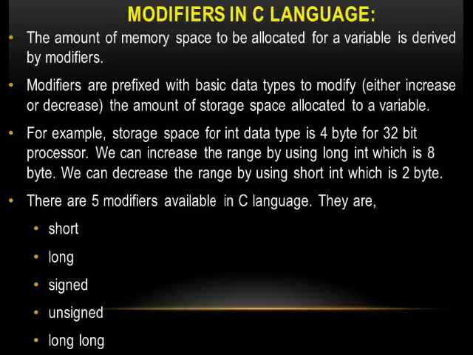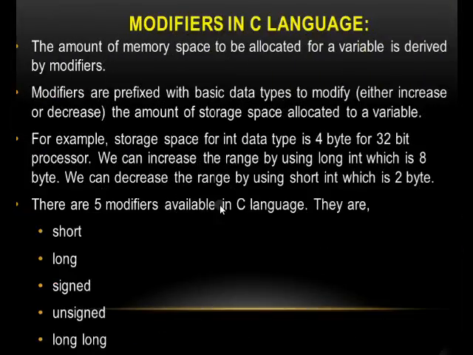For example, the storage space for int is 4 bytes for a 32-bit processor. We can increase it by using long int, which is 8 bytes, or we can decrease it using short int, which is 2 bytes. Here are the different modifiers: short, long, signed, unsigned. A short data type in general occupies different memory spaces for different operating systems. To allocate fixed memory space, we use the short keyword.